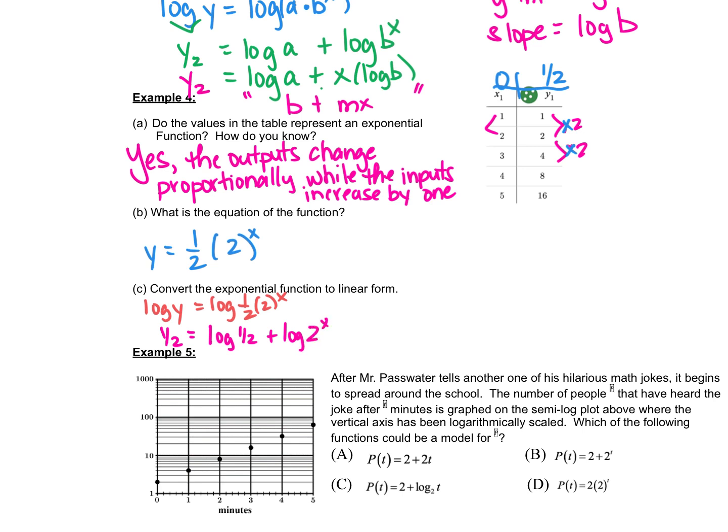So I get log of 1/2 plus log of 2 to the x, which would be the same thing as log of 1/2 plus x times the log of 2. I don't want to mess with that log of 1/2 because I need a number there. How do I know that I'm in linear form? Well, if I can identify the y-intercept and the slope.